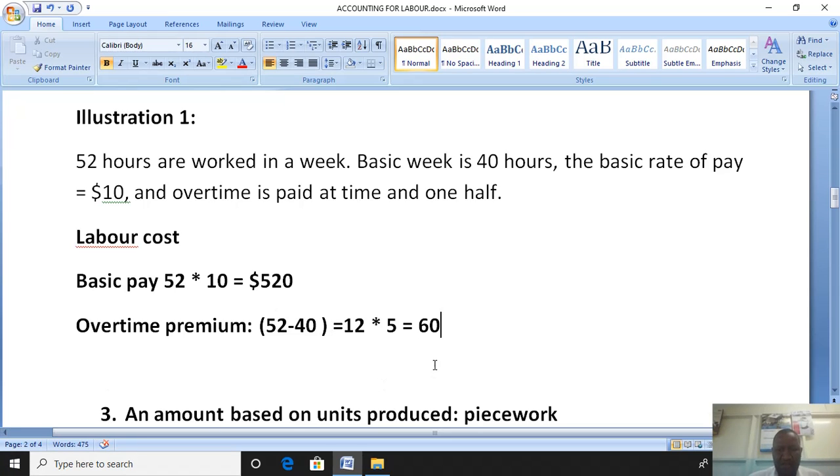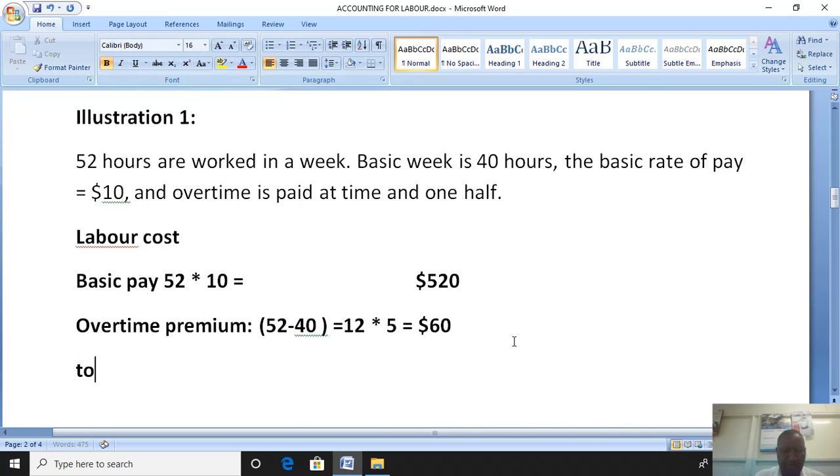So $60 will be the overtime premium that is paid, plus the basic pay, which was $5,520. The total labor cost will be $5,580. So total labor cost, that's $5,580.